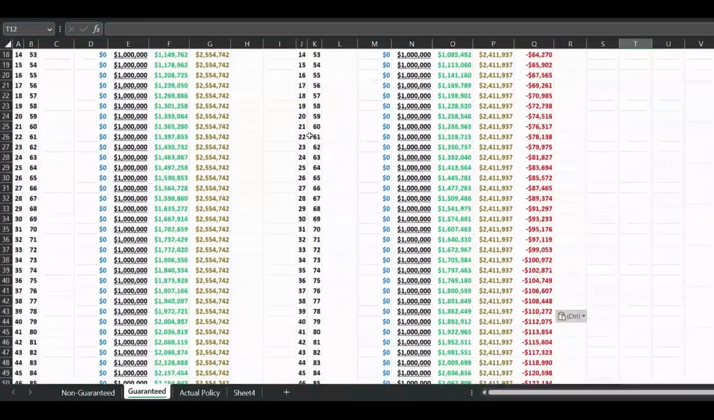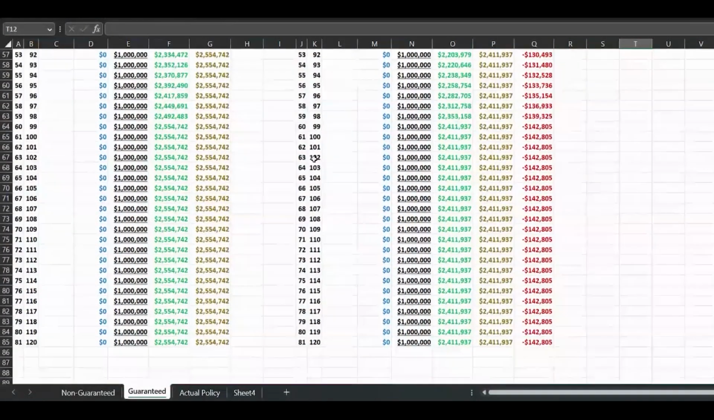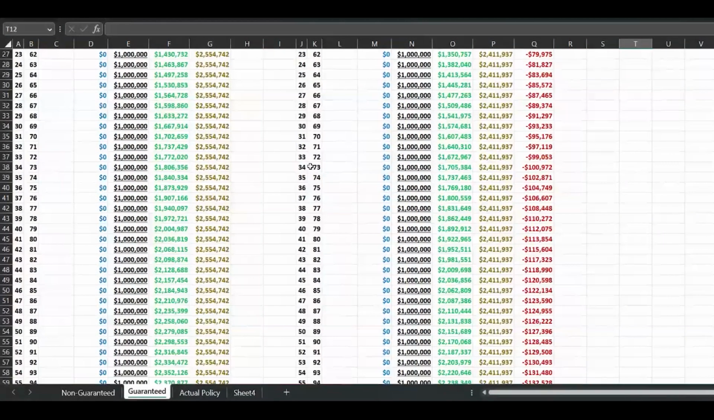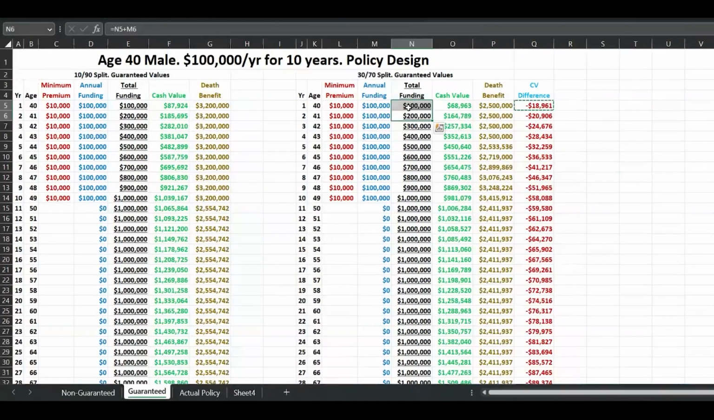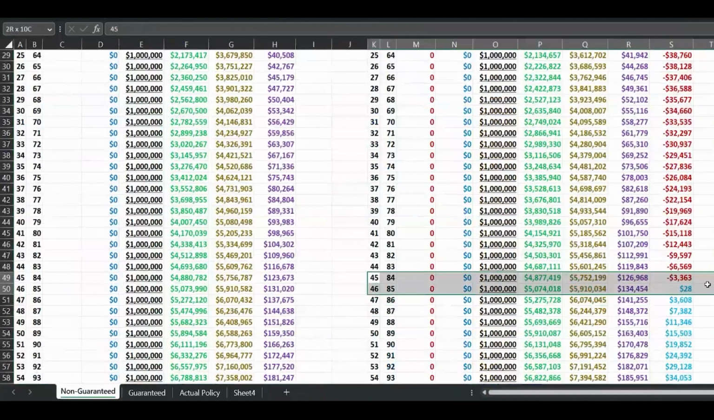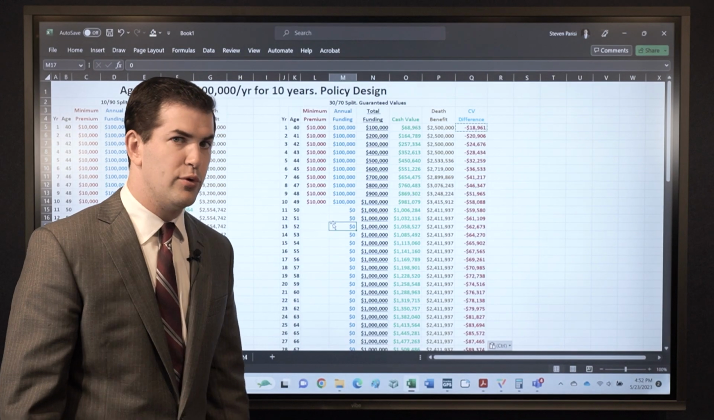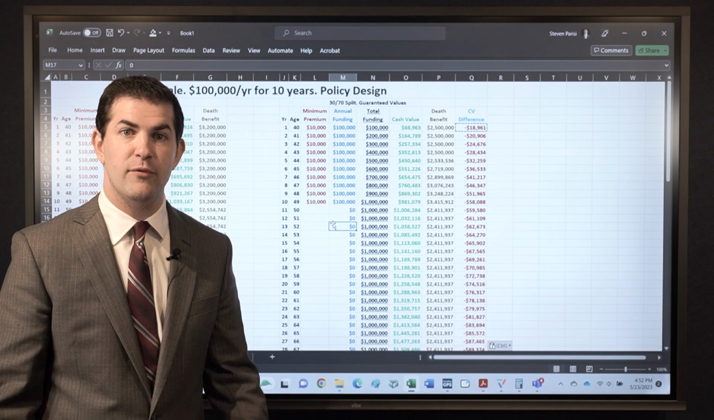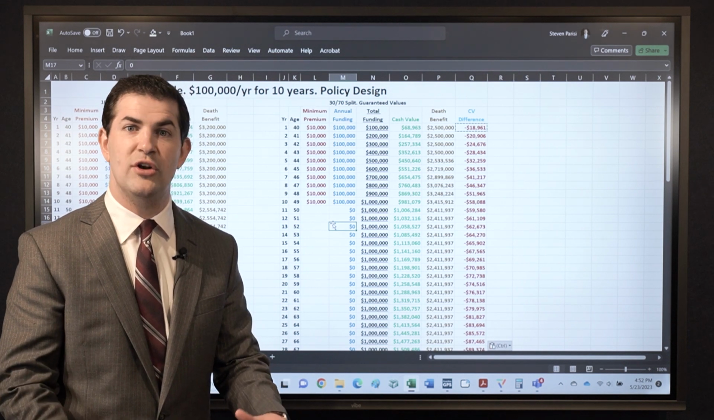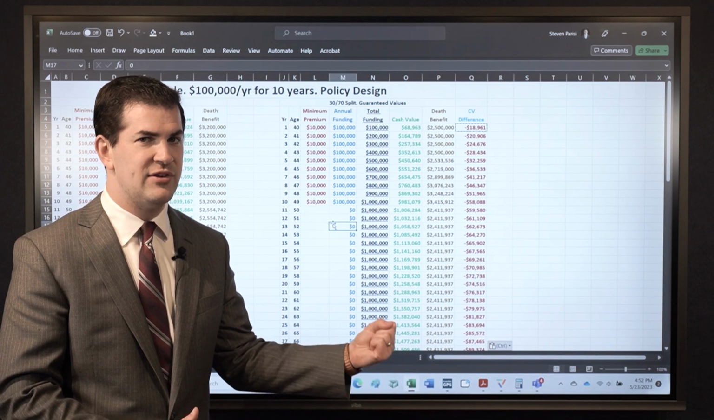What happens as time passes? Different story, isn't it? Less all the way through. So based on the non-guarantees, I might have more after 45 years. Based on the guarantees, I'll never have more. Which one do you prefer? I prefer the lower base premium because I have more out of the gates, which I view as an opportunity cost. But then based on what's guaranteed, I see more.